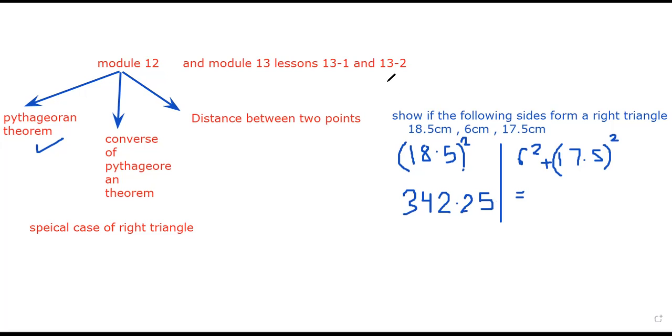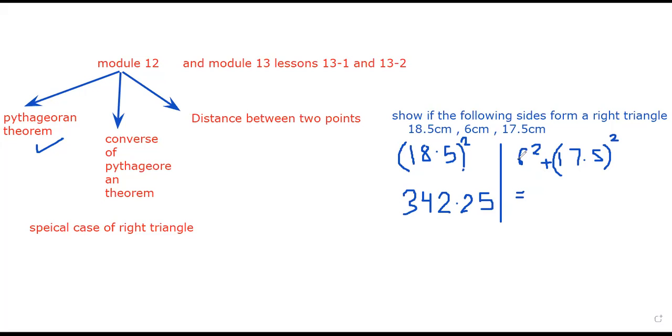Right? But this way, it will give you the third side. If it gives you 18.5, exactly, then it will be a right triangle. If it will not, we will say no. Yes, it's a correct method.